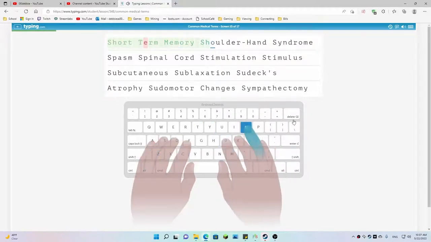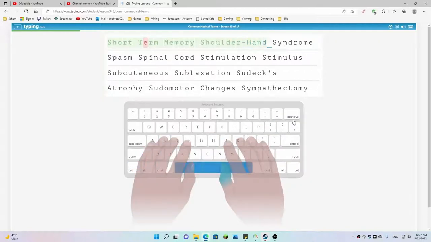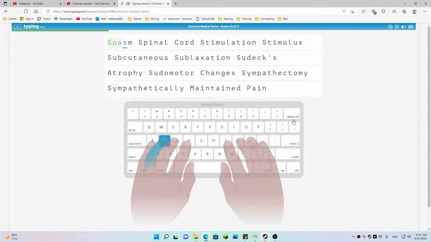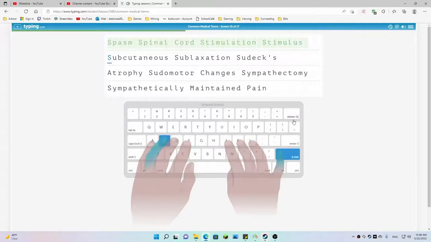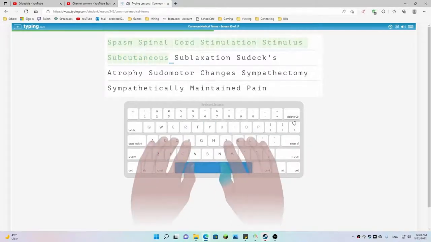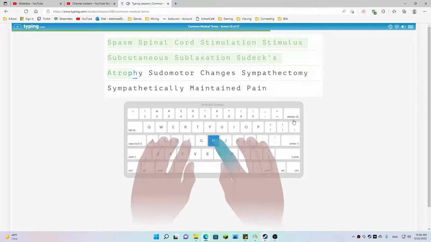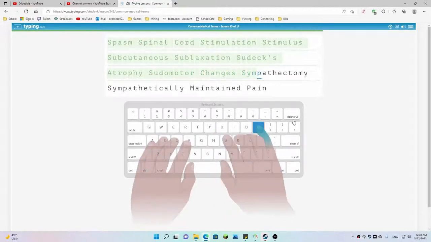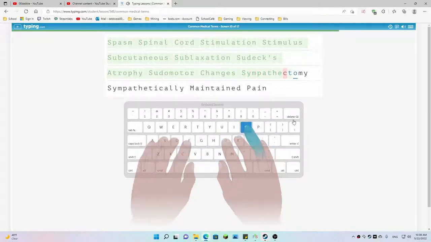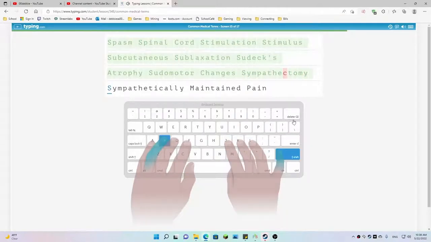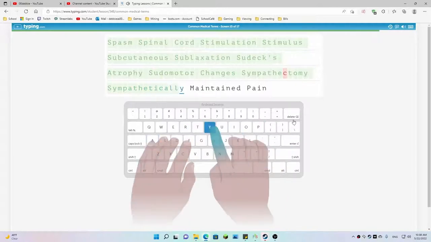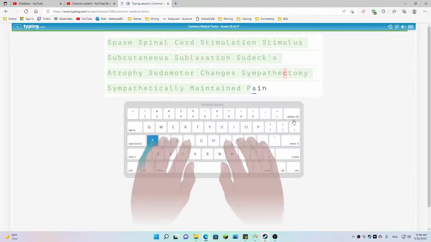Finger, come on. Shoulder hand syndrome? What is that? Spasm. Spinal cord. Stimulation. Stimulus. Subcutaneous. Relaxation. Sudex. Atrophy. Pseudomotor changes. Sympathetic. Oh, sympathetic. I was going sympathetic. Like this word. Sympathetic. Pain. Pain.